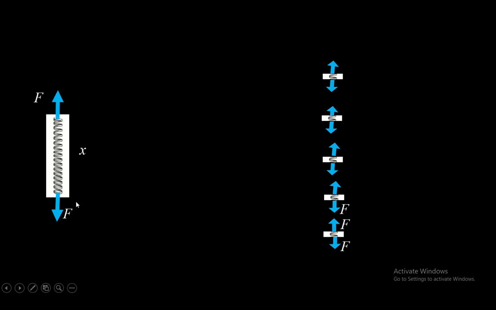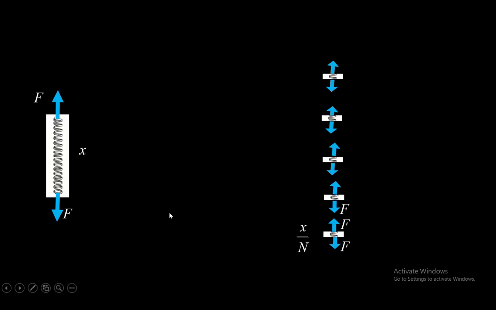Suppose the whole spring elongates by x. Then these parts, since they are n in number, will have the same elongations, such that when they are added, the summation should become equal to the total elongation, that is x. So the elongation of one part will obviously be x by n.